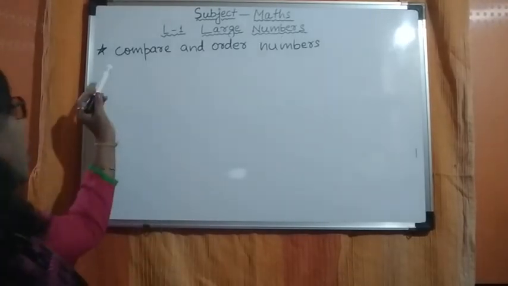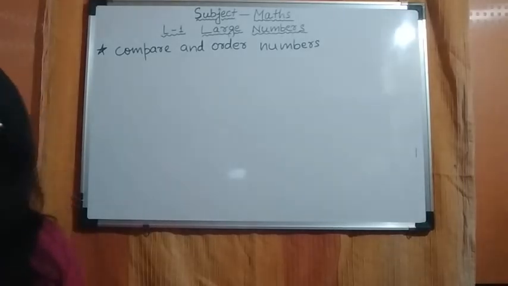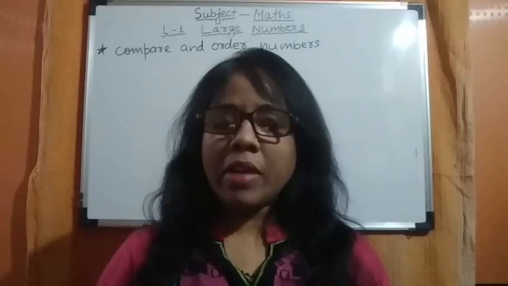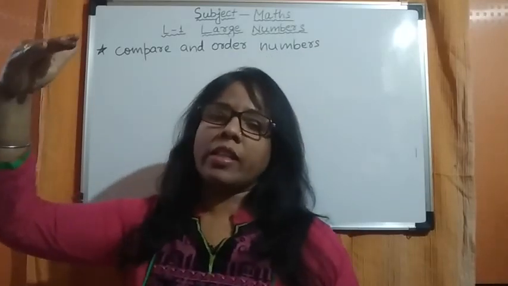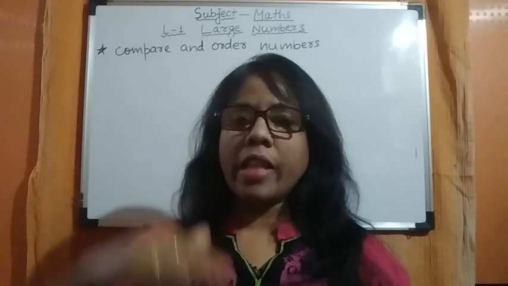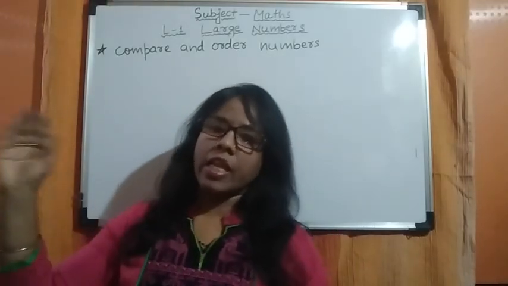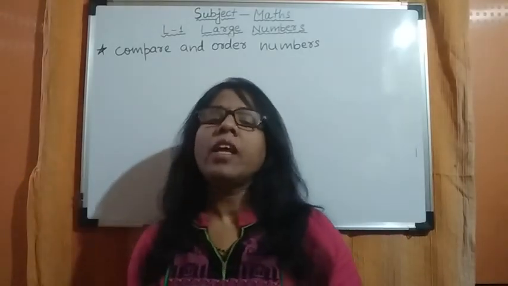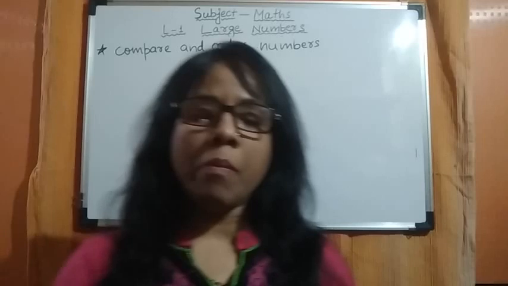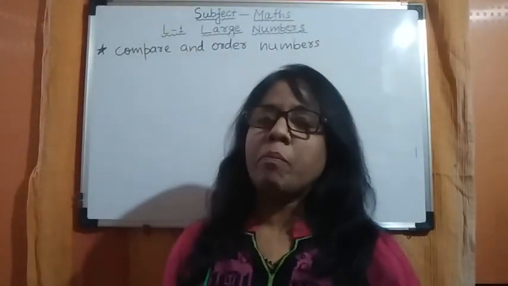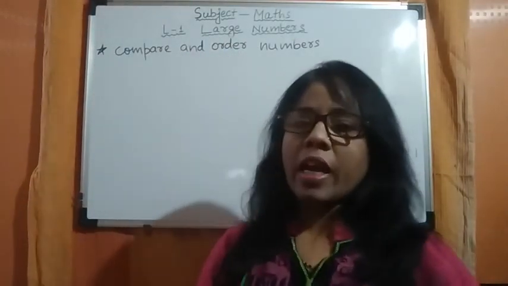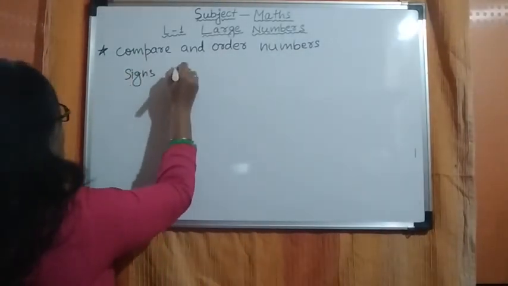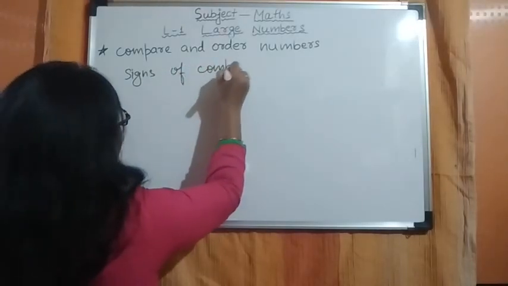Now the next important point is comparing and ordering numbers. What is comparison? You might have heard that she is taller than me, he is shorter than me. What is this? Comparison. This part is bigger than that part. That part is smaller than this part. That is nothing, just comparison. So here we are going to compare two numbers. So what are the signs of comparison? First of all, we must know the signs of comparison.